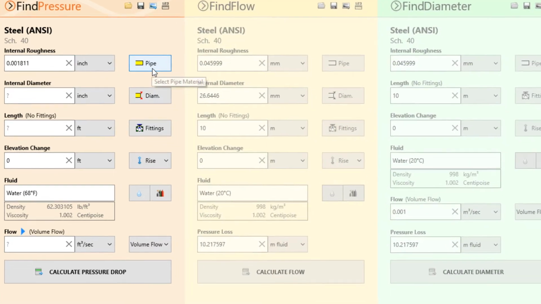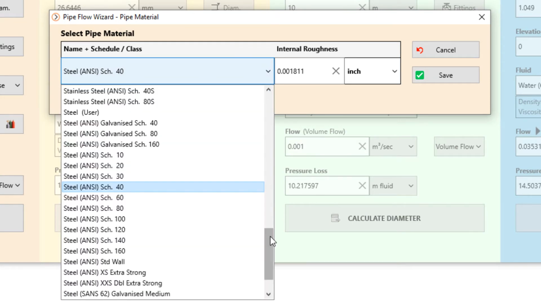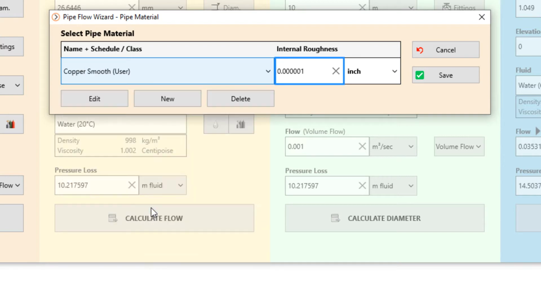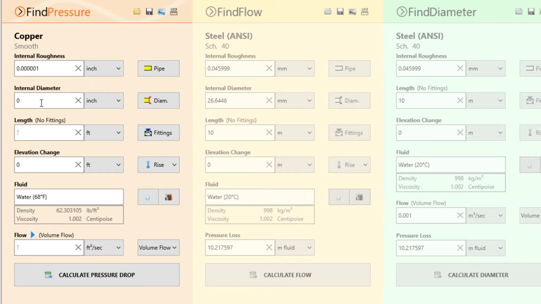So let's select our smooth copper pipe with an internal roughness of 1 times 10 to the minus 6 inches. Clicking save will add this material to our fine pressure calculation. We can now specify our internal diameter of 3 inches and set the length of pipe to 2,000 feet, as we want to know the pressure this distance downstream.